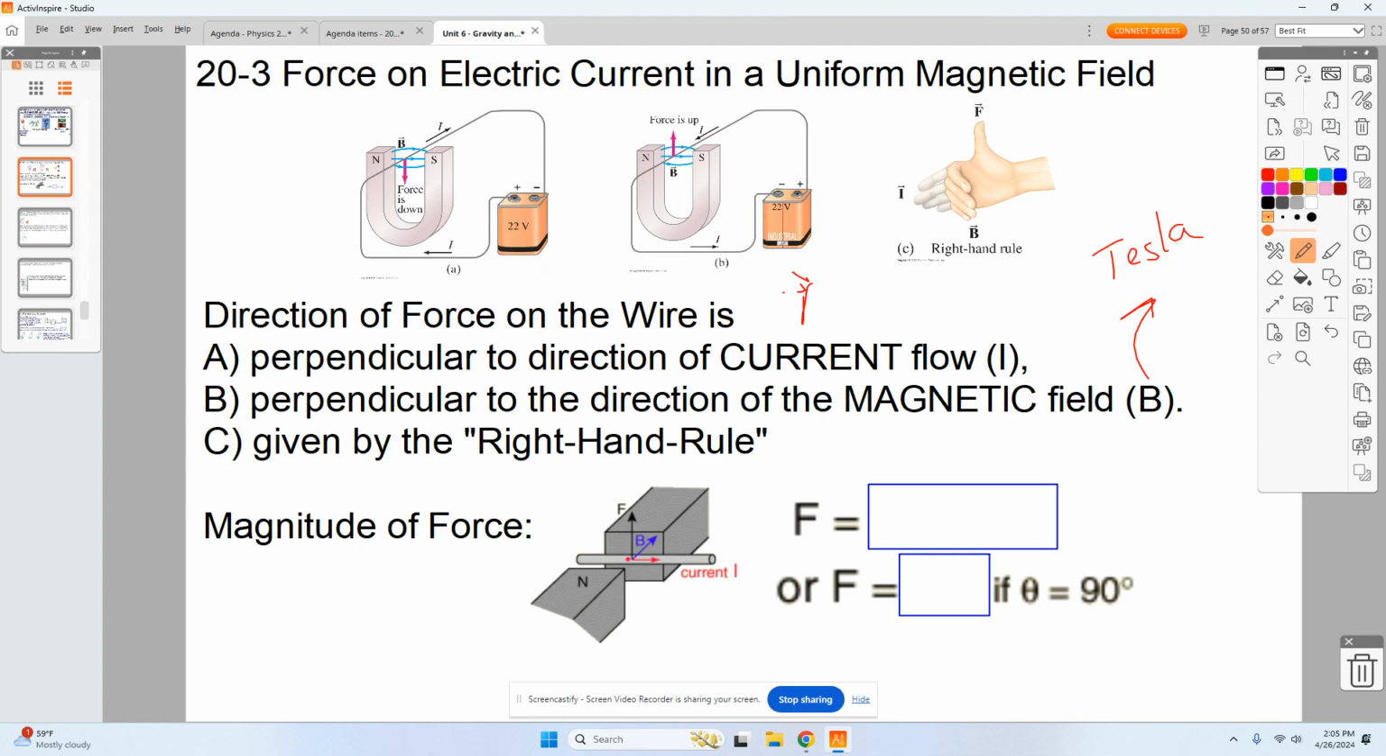Now, I would like you to see, I do not have the equation in front of you on purpose. I want to see if you guys can figure it out. What do you think the force depends on of these things up here? How would you write an equation? You're not going to look it up. What do you think it depends on?